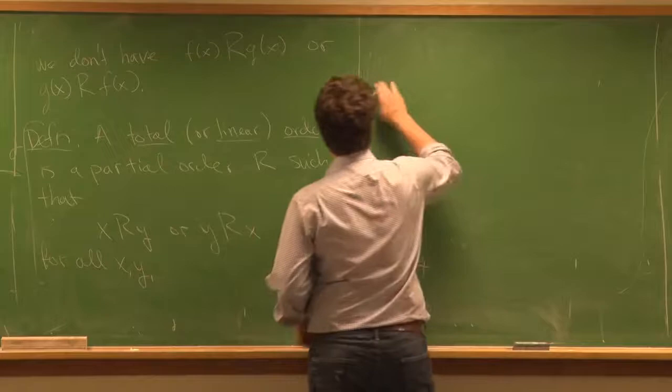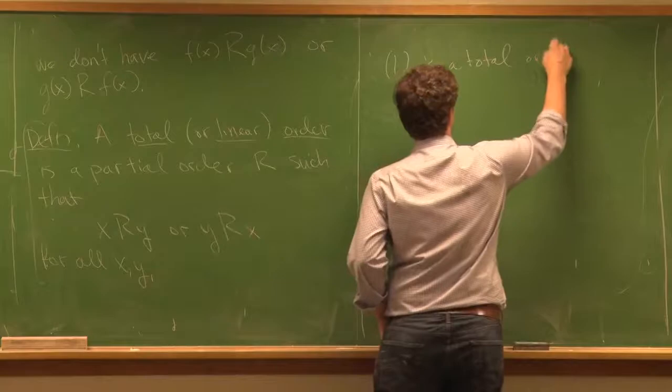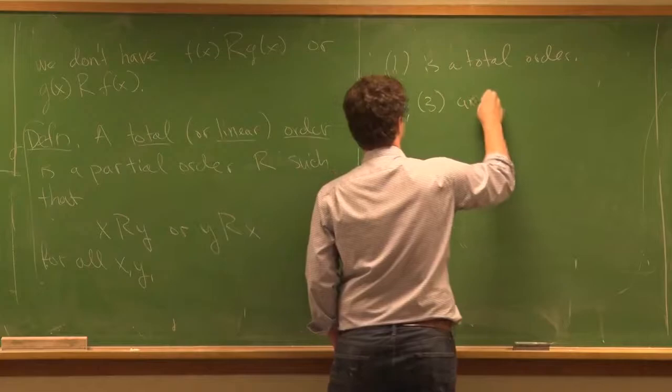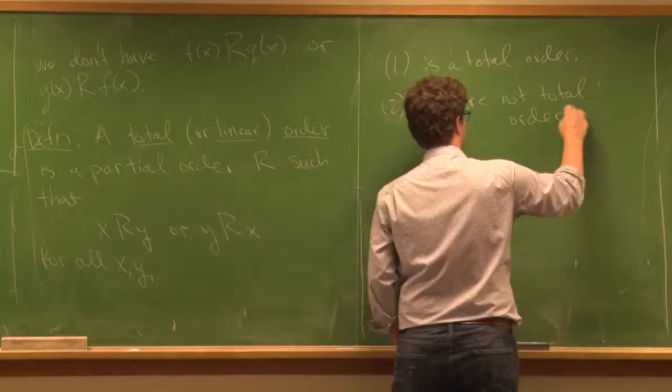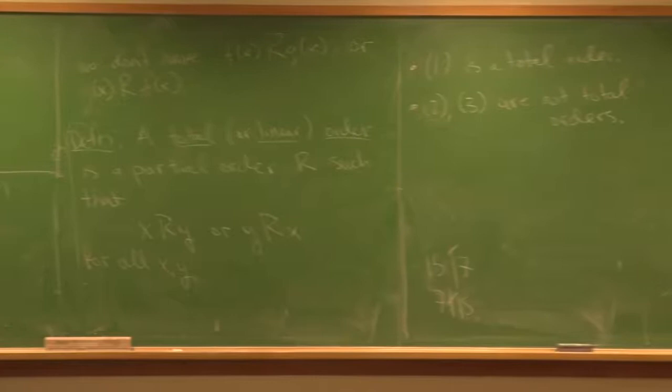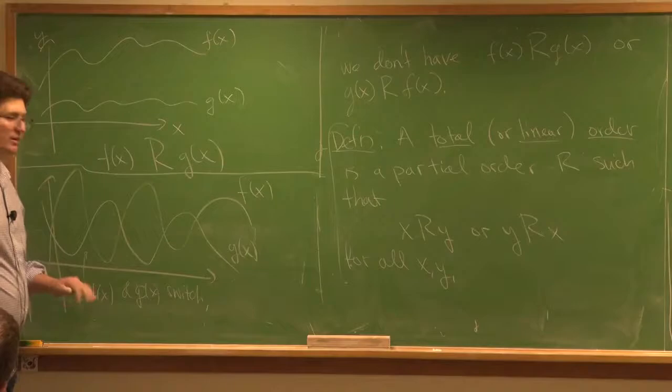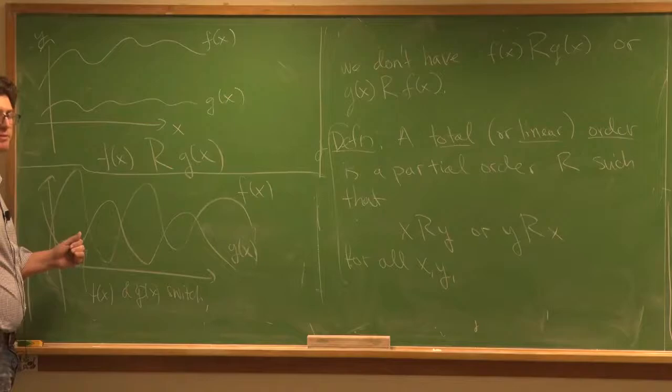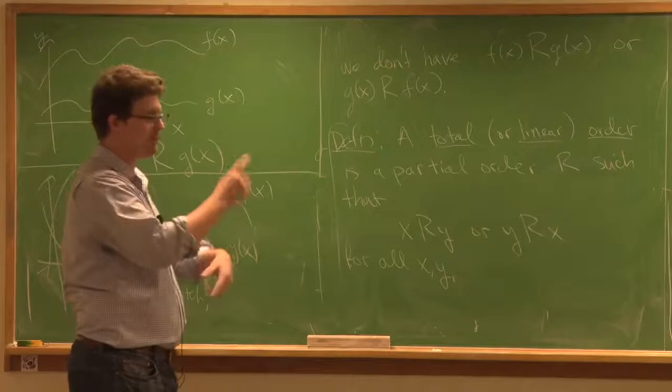So 1 is a total order, and 2 and 3 are not total orders. Why isn't 3? Because of this example here. Neither of these two functions are comparable here. So it's not the case that one is bigger than the other. For a total order, one's always going to be bigger than the other, right? And in this situation, they can flip around and not do this.